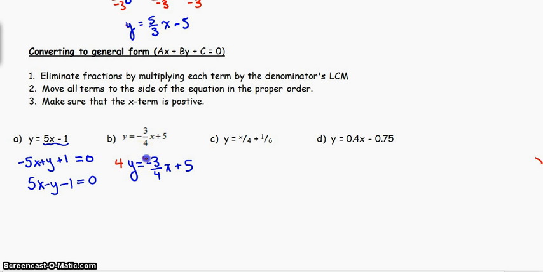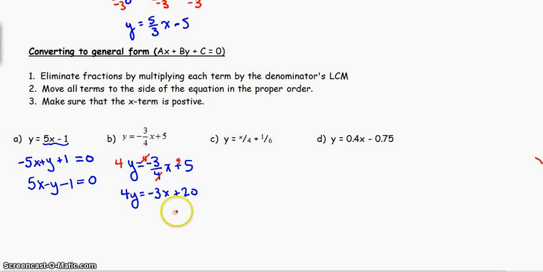That means each and every term is going to be multiplied by 4. You'll notice in the middle term here, the 4's will cancel, and this is how we get rid of the fractions. So now I have 4y equals negative 3x plus 20.